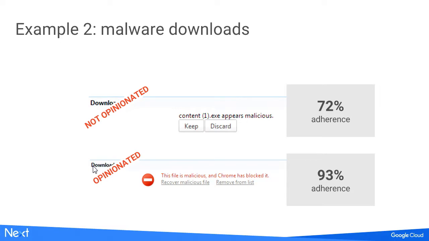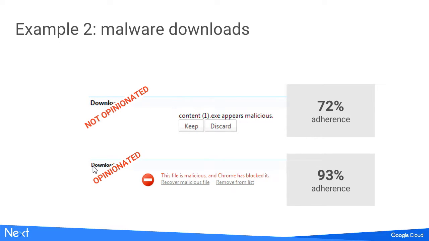Important point here: adherence can be measured. You have control. You can understand what users do when they see these pop-ups. What step did they take? Did they choose to keep the file? Did they choose to discard the file? We can measure that, and that's what's called adherence. How many people decided to actually heed your warning?